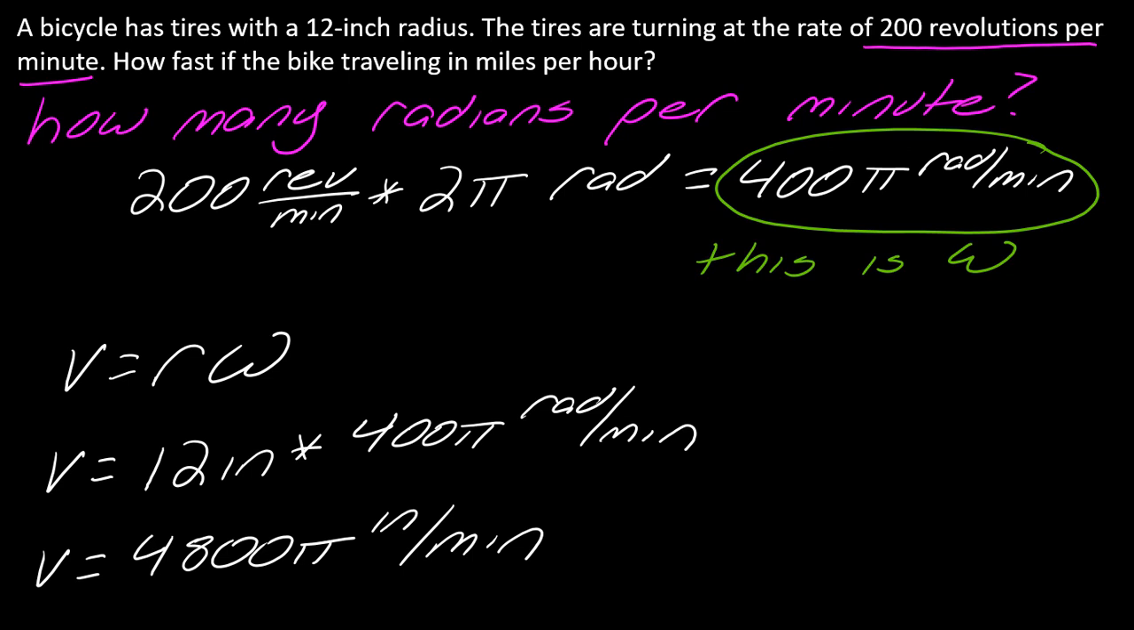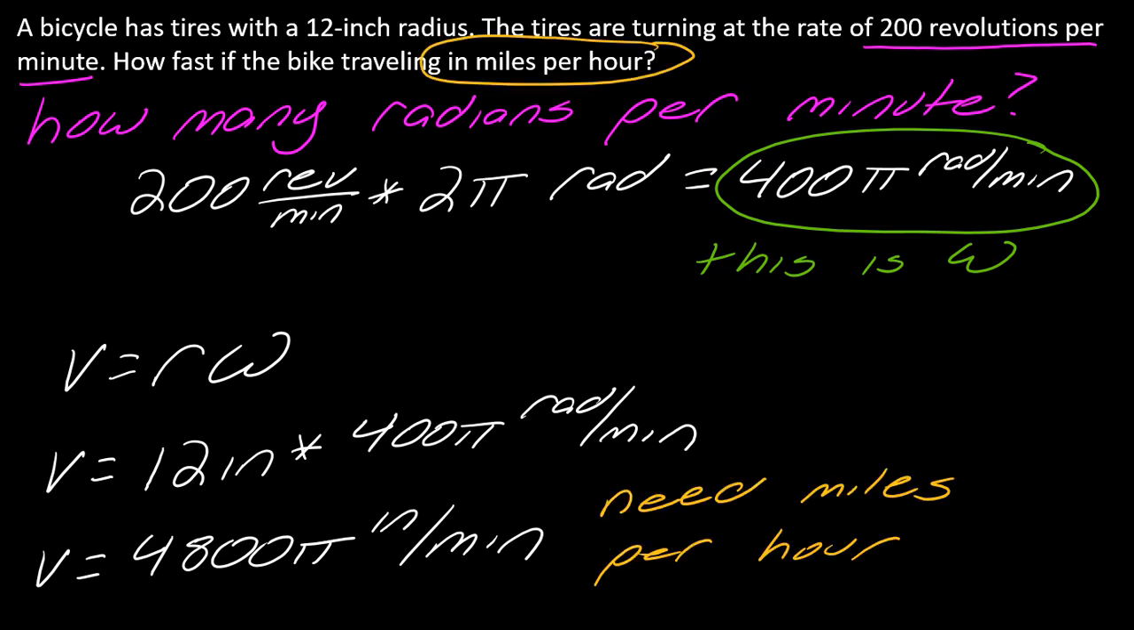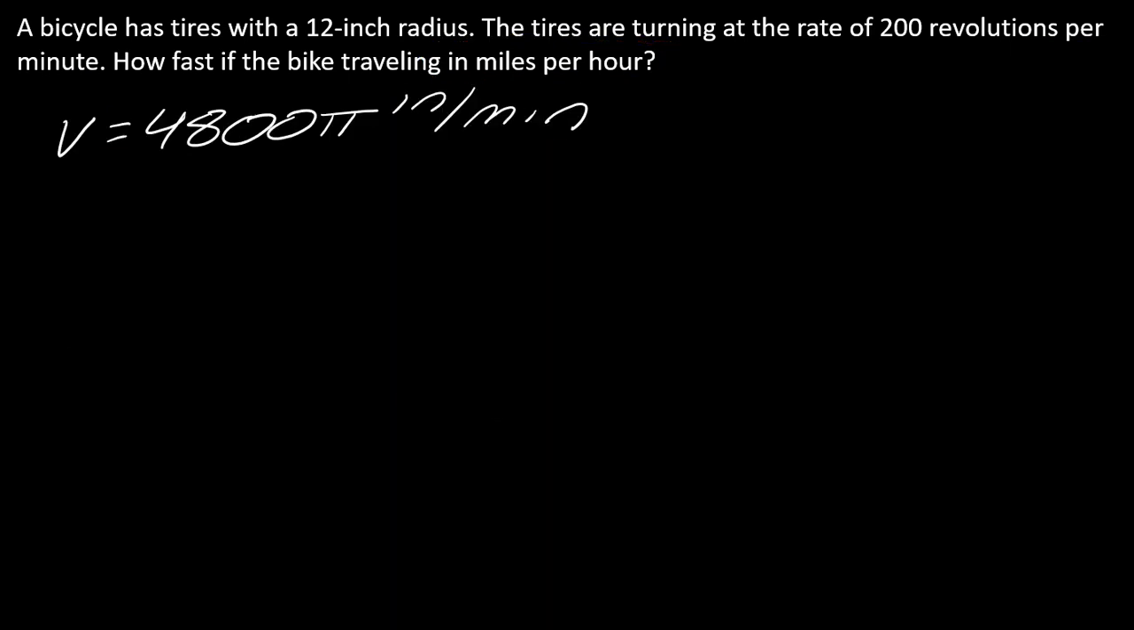All right, so now we need miles per hour, right? That's what we were being asked. I have inches per minute and I need miles per hour, so the problem's not done. So now I'm going to take this 4,800 pi inches a minute, and I need to know just some other information. So I need to get my minutes into hours, and I need to get my inches into feet. So I'm going to tell you a couple of standard conversions that you're going to need to know for this.